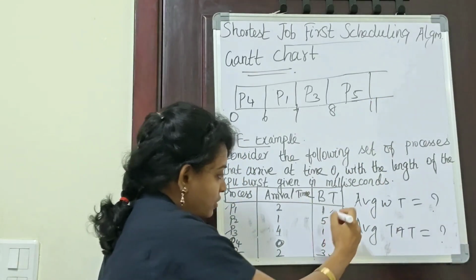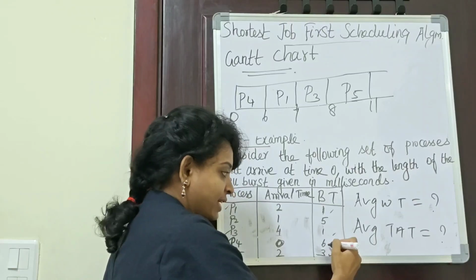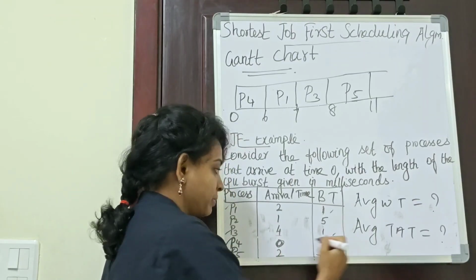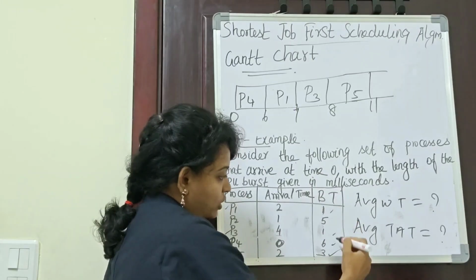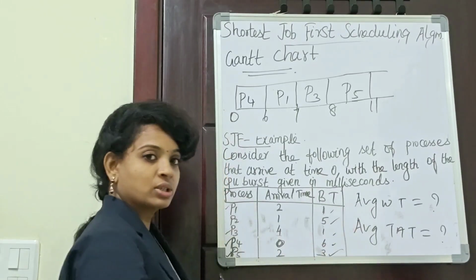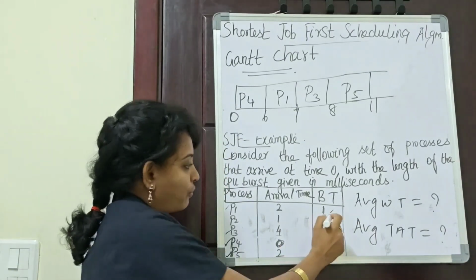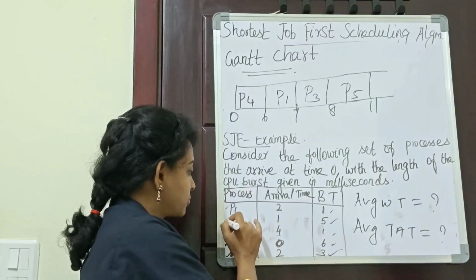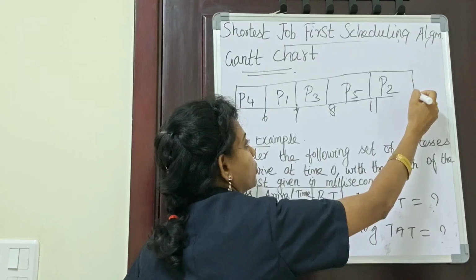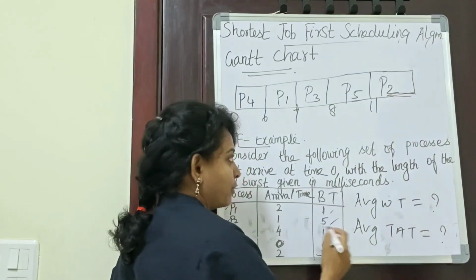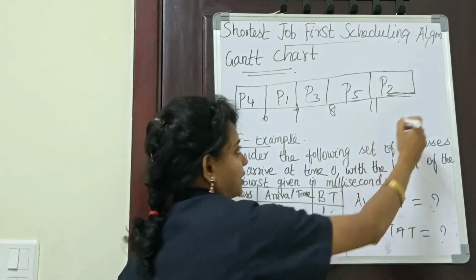Then next, which one is the shortest? This one is already completed, as it is the arrival time. So which is the remaining shortest job? The shortest time taken for execution is 5. Which process is that? P2, so you write P2 here. How much time does P2 take for execution? 5. So 11 plus 5, 16.